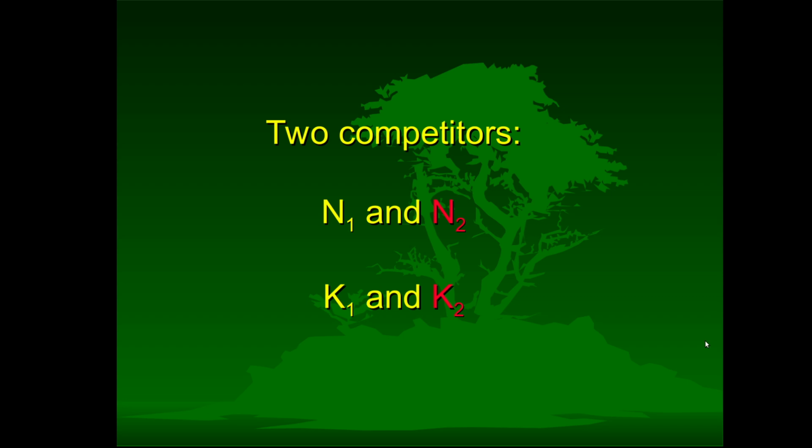So let's start with terminology. We have 2 competitor populations, 1 and 2. Both have a population density N1 and N2. Both have carrying capacities K1, K2. Carrying capacity is reached when the consumption rate of limiting resource equals the supply rate.